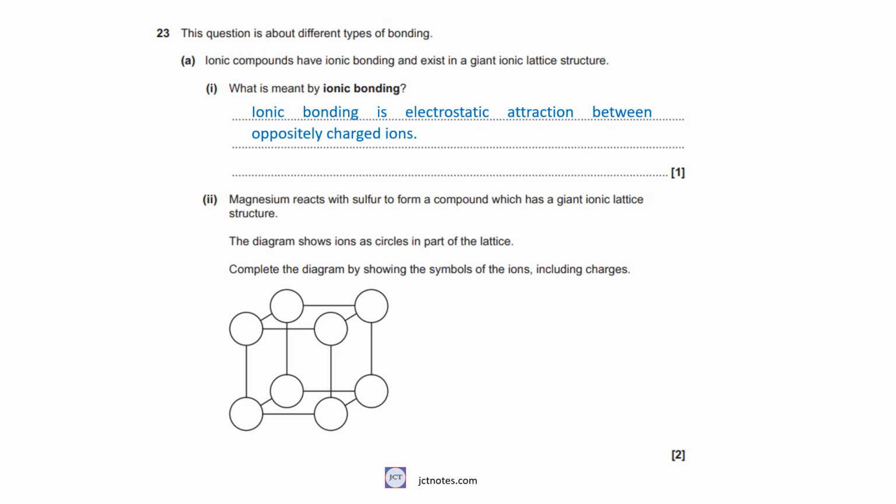When magnesium reacts with sulfur, it forms magnesium sulfide with formula MgS. The magnesium ions have a charge +2 and the sulfur ions have a charge -2. We just need to complete the diagram by alternating these two ions.